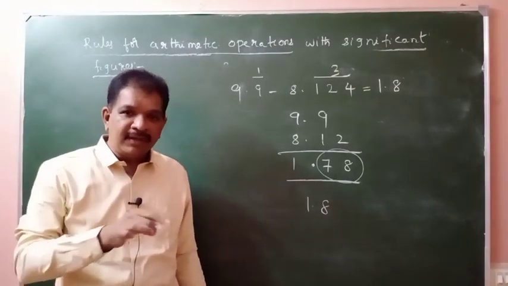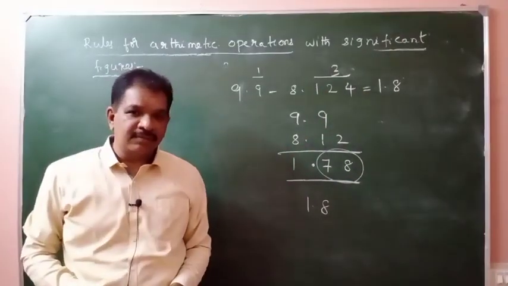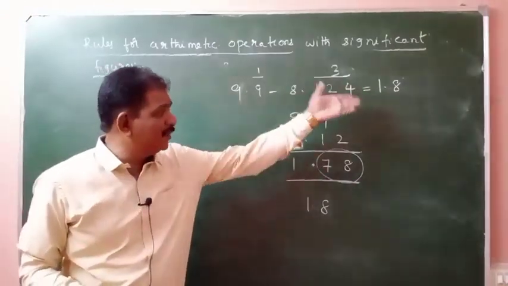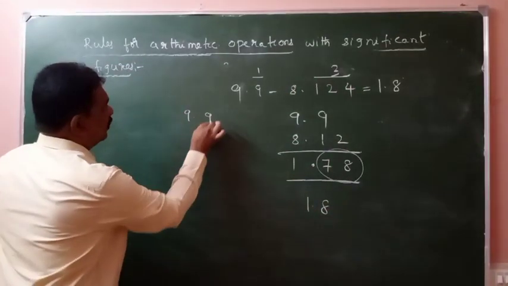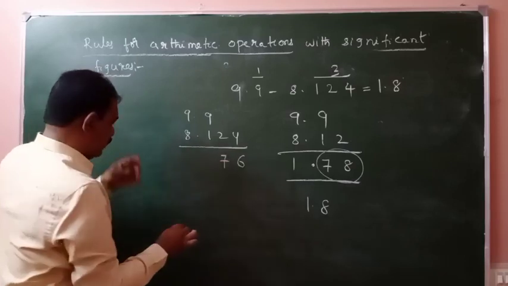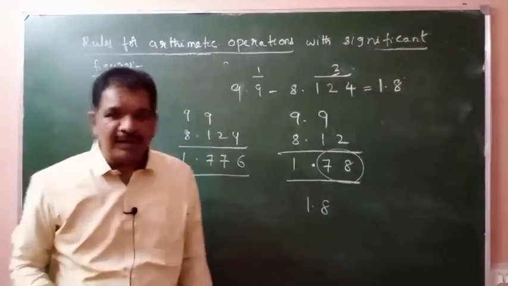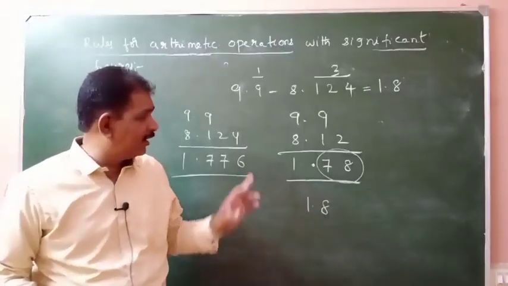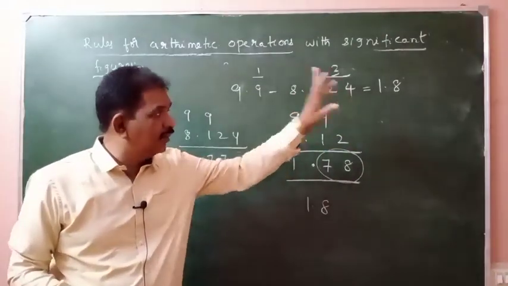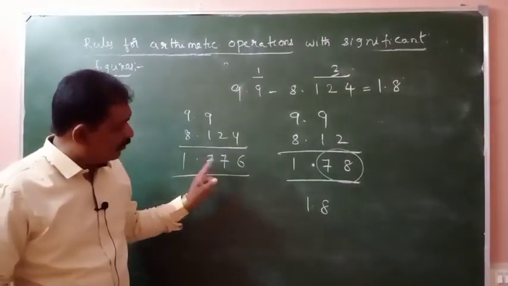In the NEET examination 2020 also, they asked one question based on this concept. Easy only, but you have to apply. Simply subtracting 9.9 minus 8.124, so it becomes 1.776, like this. If you write this, your answer will be wrong. They are not asking simple subtraction. Subtract based on significant figures. That only they will ask.